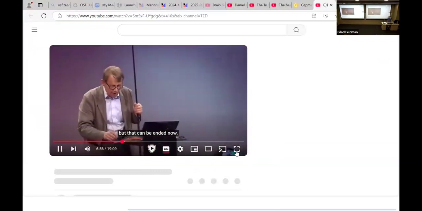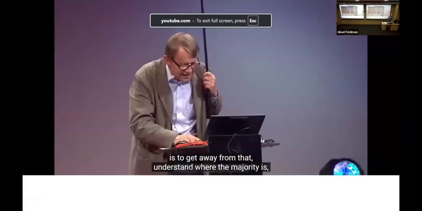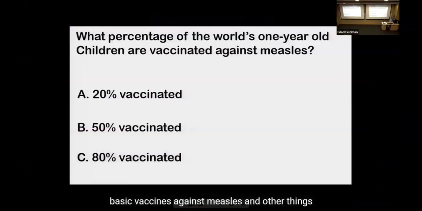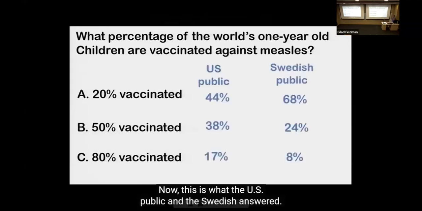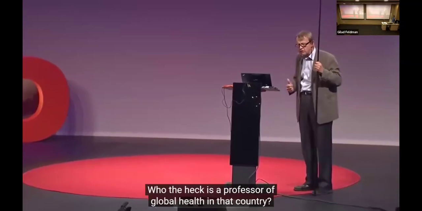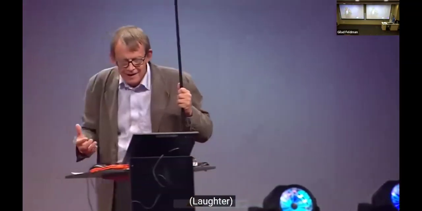The challenge we have now is to understand where the majorities are, and that was very clearly shown in this question. We asked, what is the percentage of the world's 1-year-old children who have got those basic vaccines against measles and other things that we've had for many years? 20, 50, or 80%. Now, this is what the US public and the Swedish answered. And you see, look at the Swedish result, you know what the right answer is. Who the heck is professor of global health in that country? Well, it's me. It's me. You see? It's very difficult. It's very difficult.